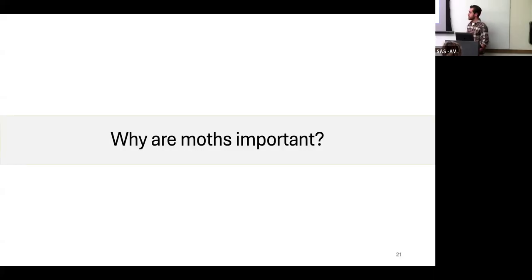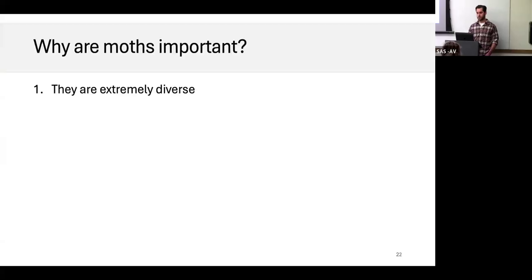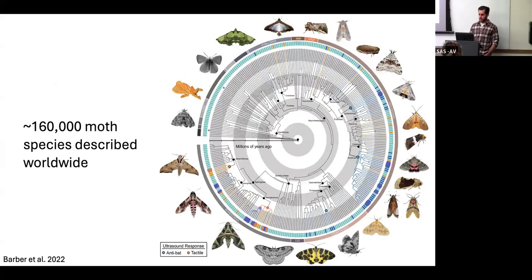All right, the next question I'm going to address is, why are moths important? Well, I'm going to give you 3 reasons, hopefully to convince you that moths are important. The first reason is they are extremely diverse. There are around 160,000 moth species described worldwide.